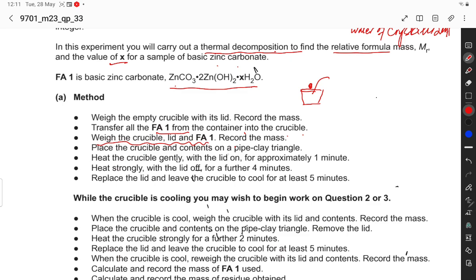Place the crucible and contents on a pipe clay triangle. This is the pipe clay triangle and this is the wire gauze. Heat the crucible gently with the lid on for approximately 1 minute, and heat strongly with the lid off for a further 4 minutes. Replace the lid and leave the crucible to cool for at least 5 minutes.